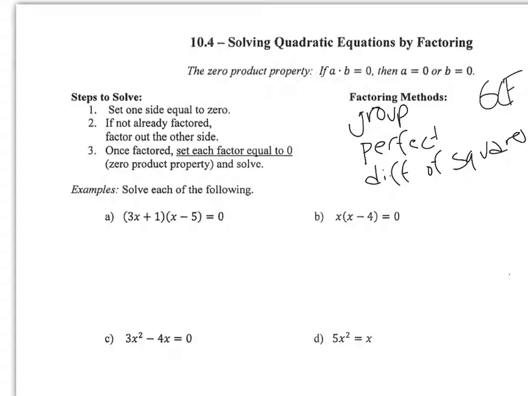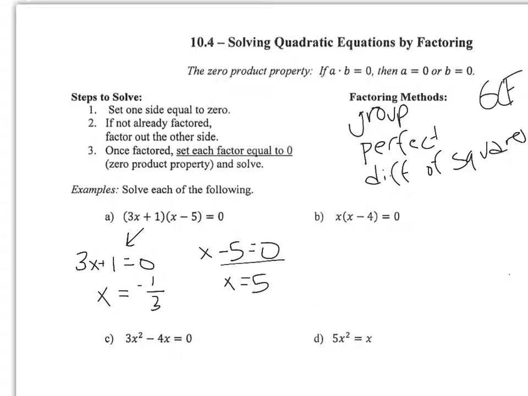So example 1, solve each of the following. If I look at this first equation, I already noticed that one side is equal to 0. Then I'm going to factor, but it's already factored. So once it's factored, I'm going to set each factor equal to 0. So I'm going to set 3x plus 1 equal to 0 and x minus 5 equal to 0. When I solve for x, I subtract 1 and divide by 3, and I'm going to get x equals negative 1/3, or x equals 5. So this has two solutions.